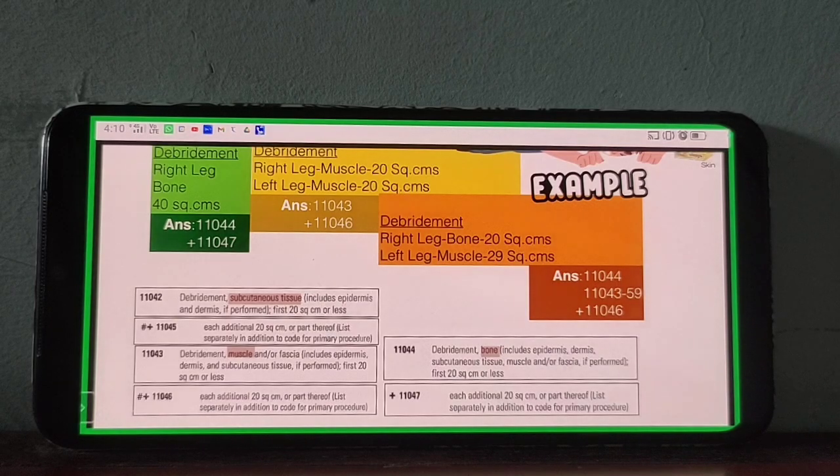Now take an example. I need an answer from every one of you. Right leg bone depth 12 square centimeter. Left leg bone depth 10 square centimeter. So right leg bone 12, left leg bone 10. One answer: 11044 and 11047 times 4. Others? Only a single code. Okay. Any other answer? So right leg bone, what is that measurement? 12 centimeter.